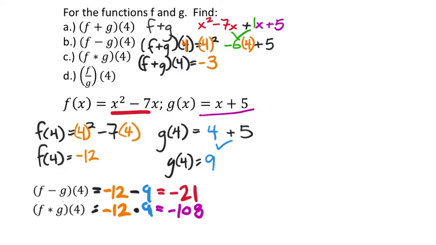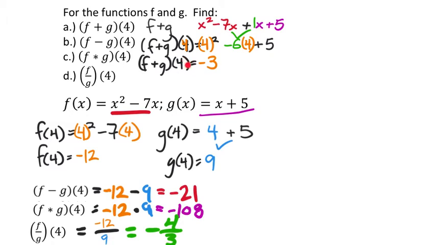Oh, this one's going to give us a fraction. This next one, f divided by g of 4, which is going to equal, yeah, I guess we're dividing there, negative 12 and 9, which I believe equals negative 4/3. You're welcome to write the decimal there, but there's more 3's than I want to write on that one. Not because I hate 3's, but just because it's more writing than I want to do.